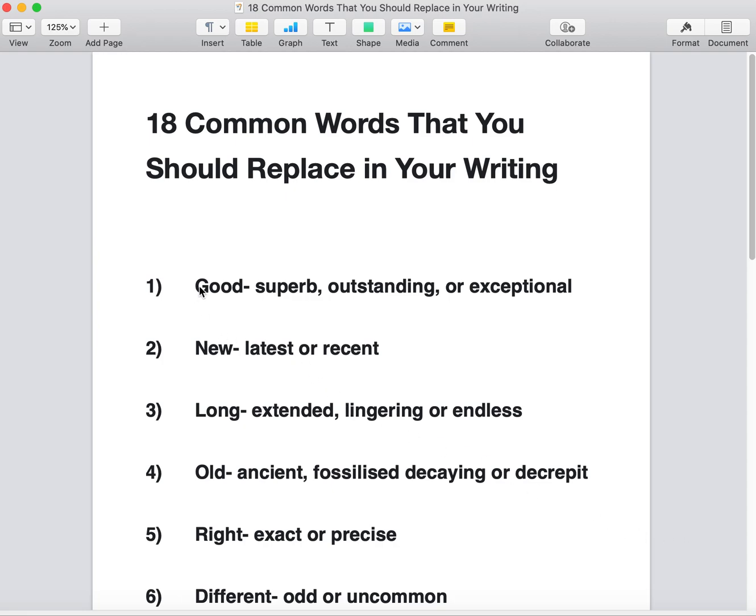High on any list of most used English words is the term good. While this word may appear to be the perfect adjective for nearly anything, that is precisely what makes it so vague. Try getting more specific. If something's going well, try superb, outstanding, or exceptional instead. So these three words are a good substitute for the term good.